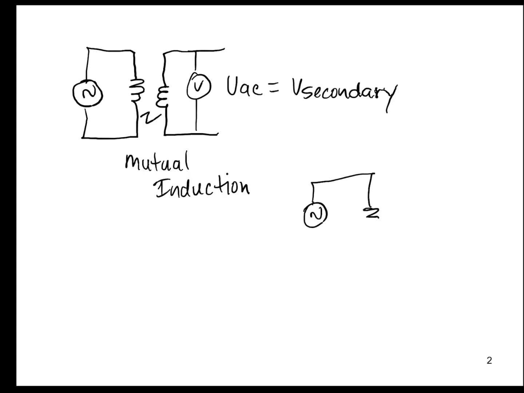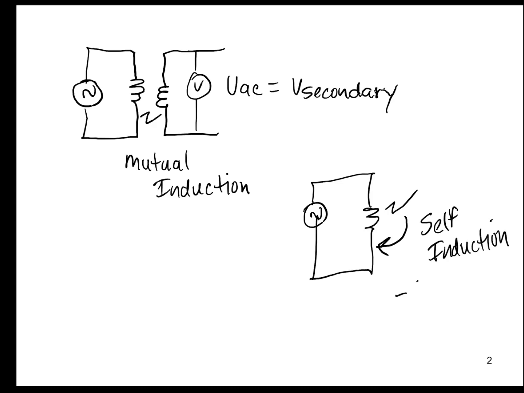But if we look at a coil on its own in an AC circuit, that coil is creating a changing magnetic field. And as it turns out, that changing magnetic field is inducing a voltage back into that coil, its own magnetic field, and instead of being called mutual induction, it's called self-induction. That's just shortened to induction. And that's why we now call a coil in an AC circuit an inductor.